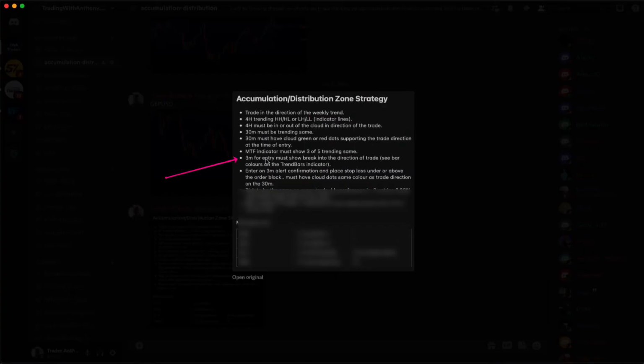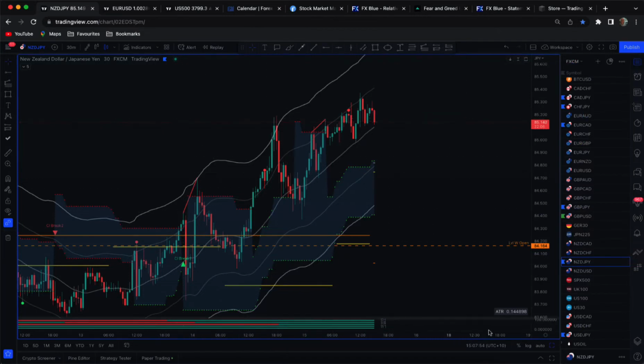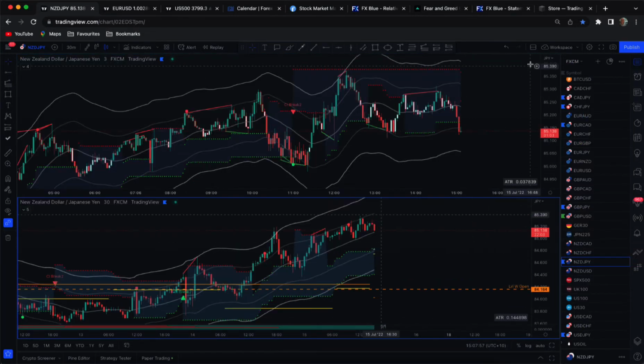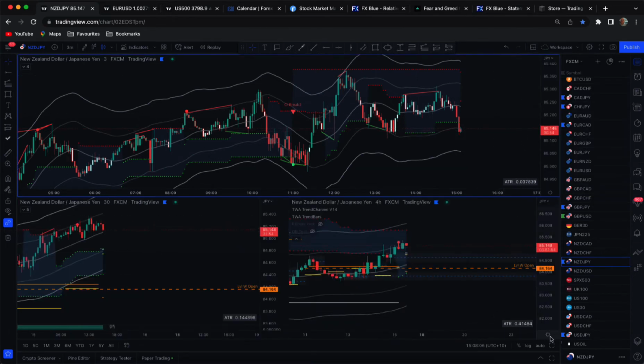So we're looking for entry on the 3-minute time frame. The 3-minute time frame must show a breakout or a break in the direction of the trade. See bar colors on the trend bars indicator. This is where we go down to the 3-minute chart now. So everything on the 4-hour, well, from the weekly down, stacks up. Now we can go into this chart.